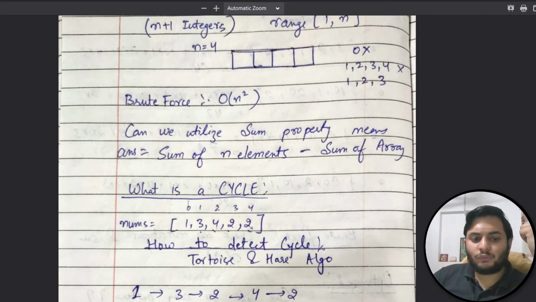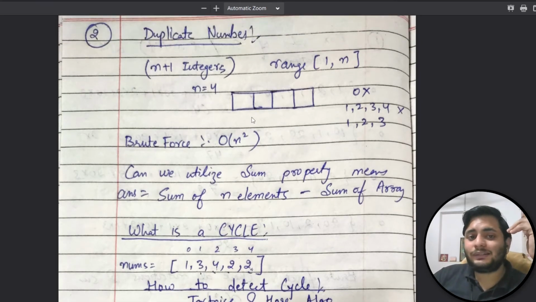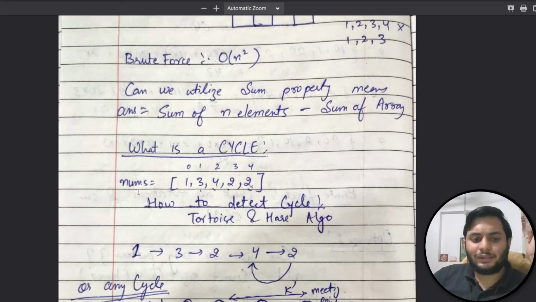The sum logic won't work, so there is a cycle, and I'm telling you that there is a cycle in this array. So what is a cycle? Let's treat nums equal to 1 3 4 2 2. If I am at the 0th index, the value is 1, so I'll move to index 1, the value is 3, I'll move to index 3, the value is 2, I'll move to index 2, the value is 4, I'll move to index 4, now the value is 2, I'll move to index 2, value is 4, 2, 4, 2. Yeah, so there is a cycle.